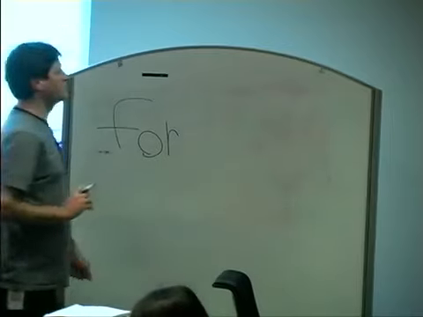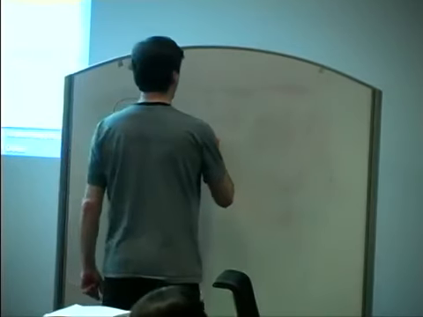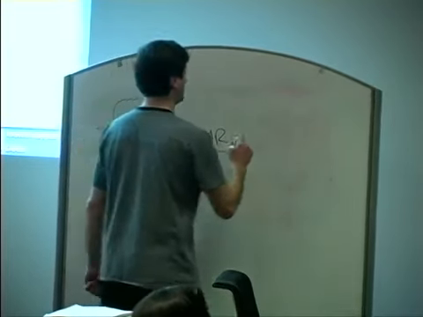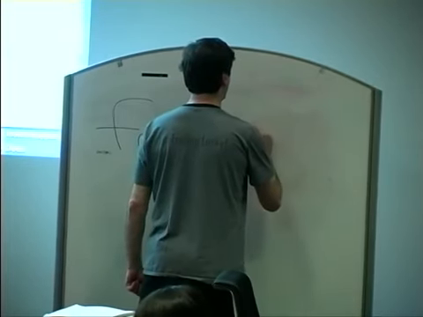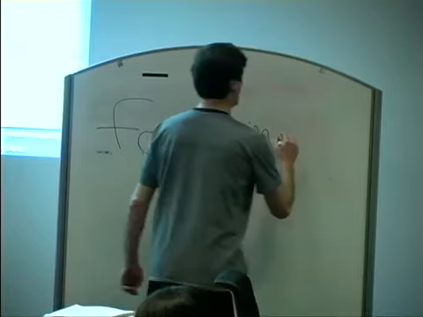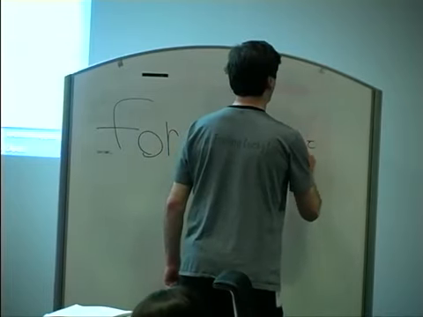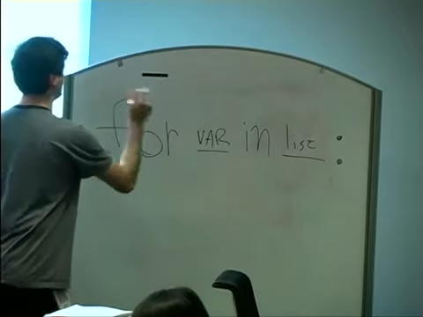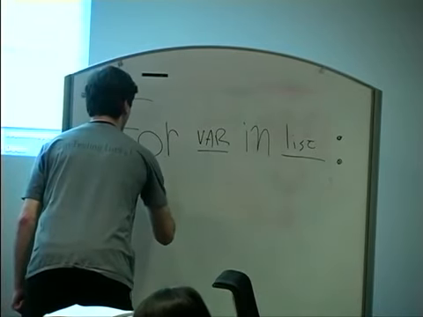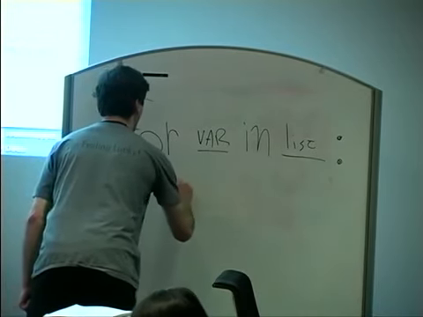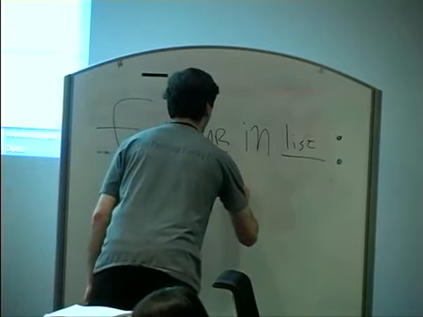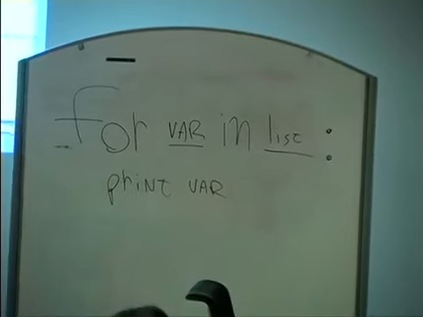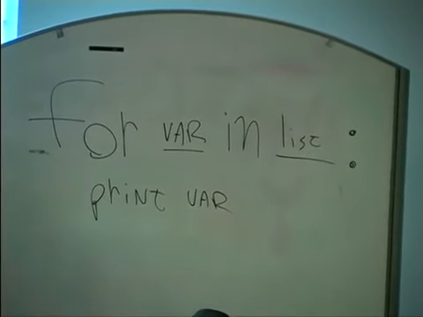All right, so the first word is you begin with for. And then just pick whatever variable name you'd like. So I'll underline that. And then you have the word in. And then you have whatever the list is, and then a colon. And then you just do whatever it is you wanted to do for each element in the list. So for example, I might say print var. So this is just a built-in way of looping over a list and doing something for each one.